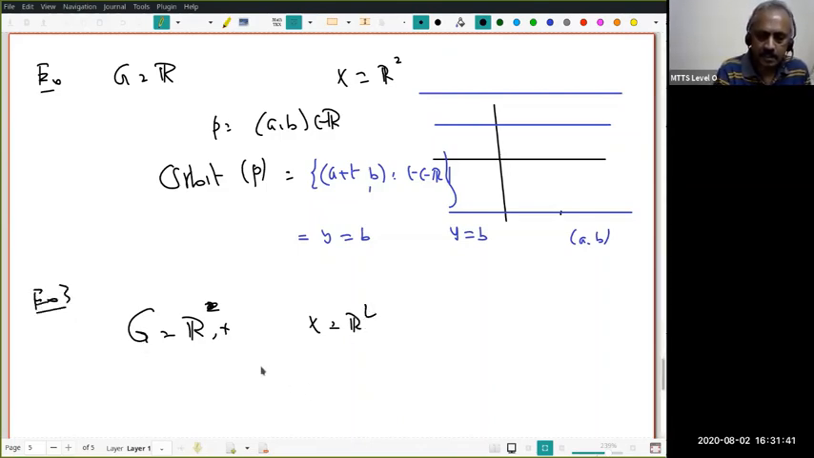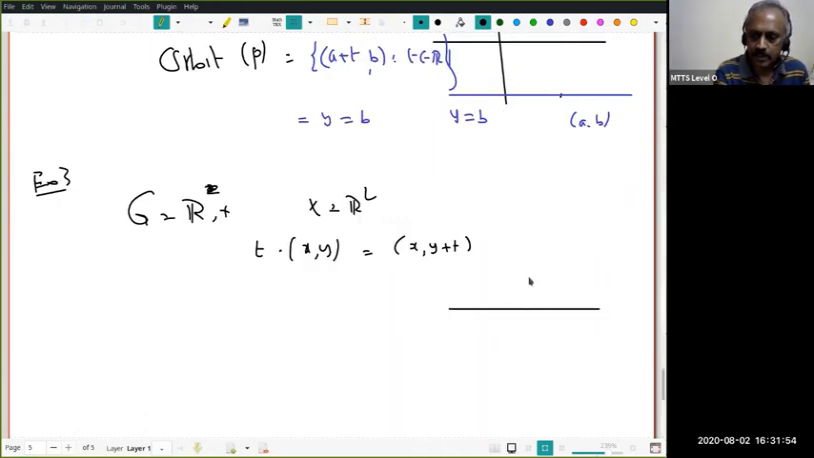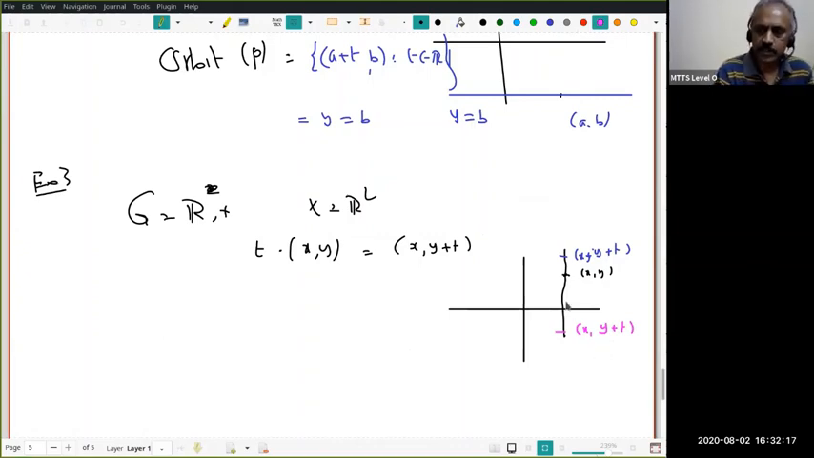What is the action? Take a T here. When it operates on X comma Y, this time it shifts only the Y coordinate, that is, X, Y plus T. You understand? So what is the picture? I have X, Y, and I'm going to get X comma Y plus T. If T is positive, or if T is negative, this is X comma Y plus T. You follow that? Only the Y coordinate is affected.